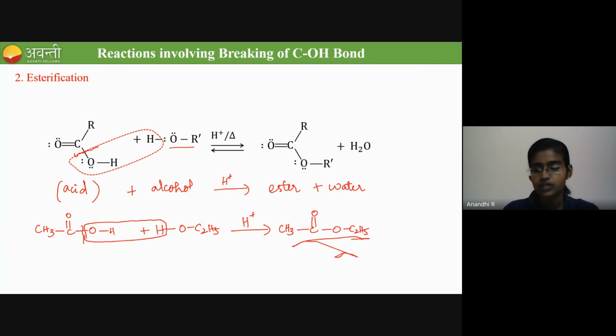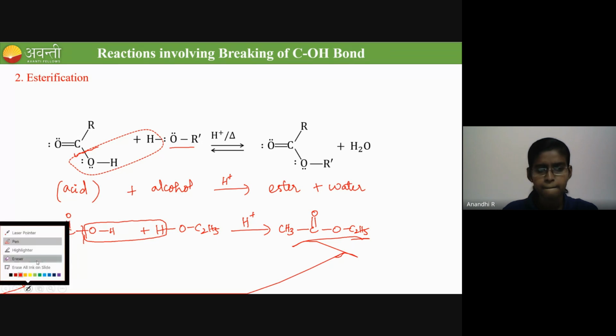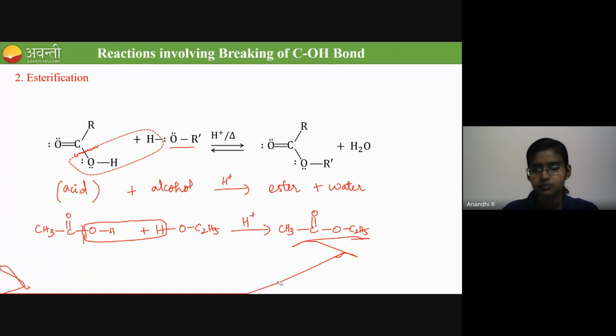The name of this ester is ethyl ethanoate. Okay. And the H2O will be removed.